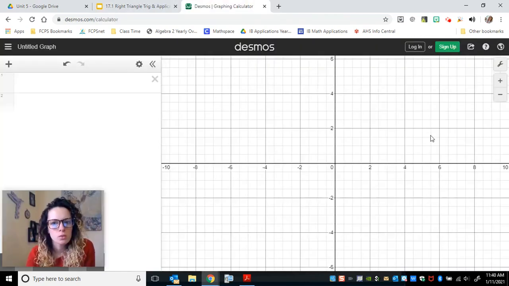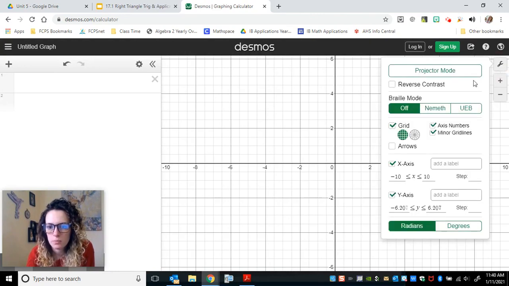If you choose to use Desmos instead of your TI calculator, you can. You just have to make sure to put that in degree mode as well. So if you click the little settings wrench on the top right, down at the bottom, you'll see radians versus degrees. So we would want to be in degrees.